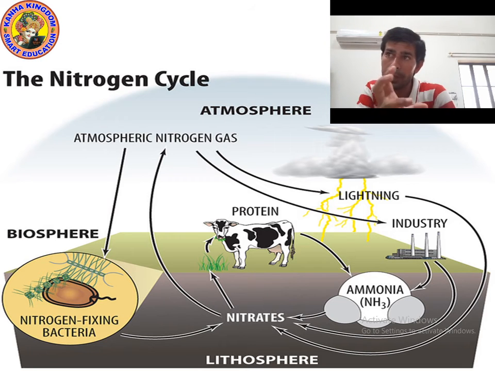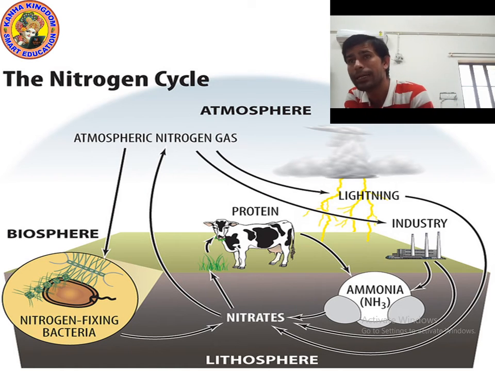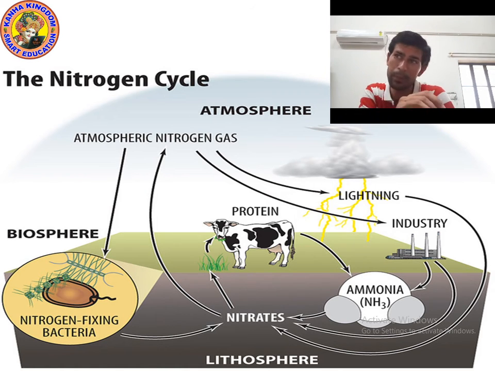Can you see the picture of cloud and lightning? Cloud and lightning, what do they do? Cloud and lightning convert the nitrogen gas into ammonia, and ammonia is converted into nitrate, and this nitrate is used by plants.